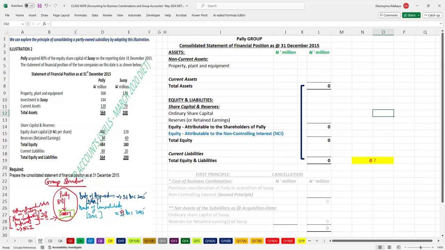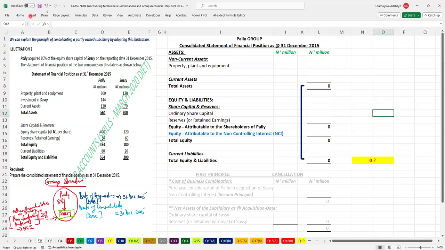And that addresses the concern of what if we have a partly owned subsidiary as we proceed in consolidation. The principle will be the same, subject to us introducing an additional principle, which we call the second principle, or the second consolidation mechanism. Okay, how do we do it again?